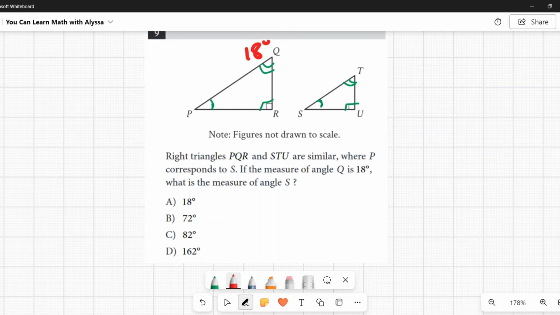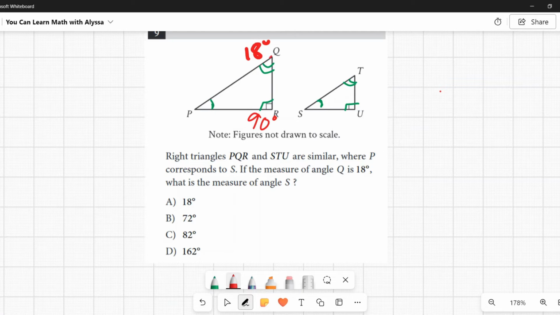Well, I have a, get this a little smaller. There we go. I have a right triangle here, so I know this one is 90. What would angle P be? And P and S are the same, so if I figure out what P is, I'll know what S is, and I'll have the answer to my question.